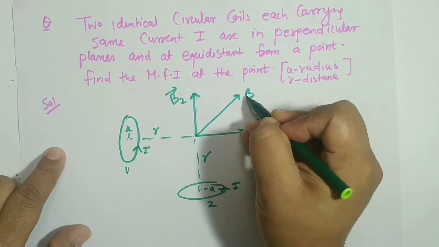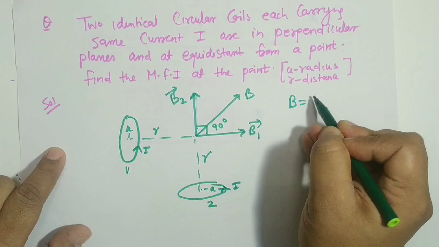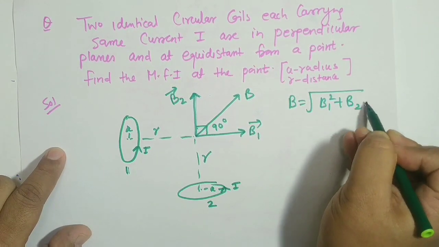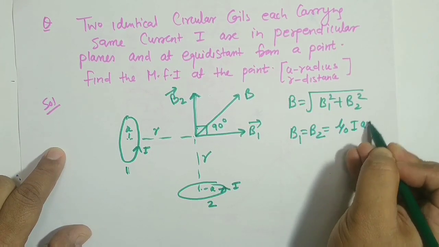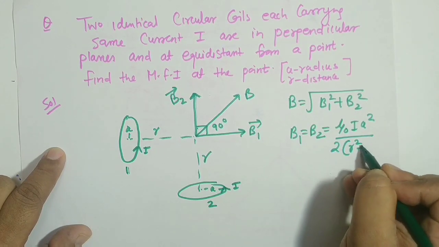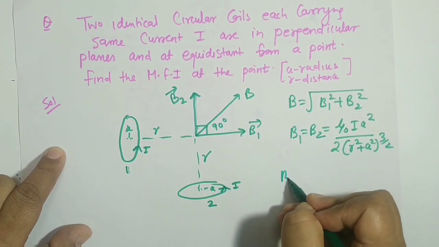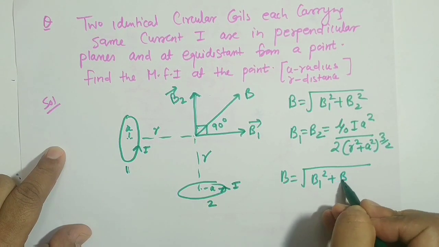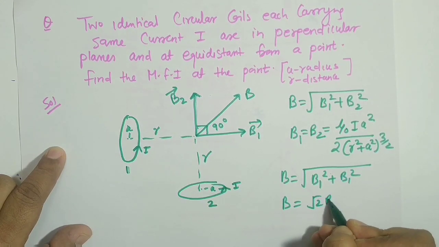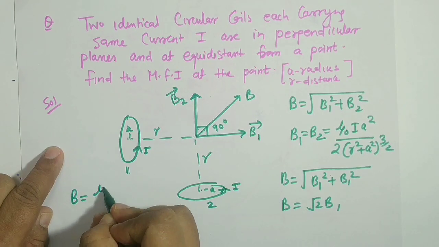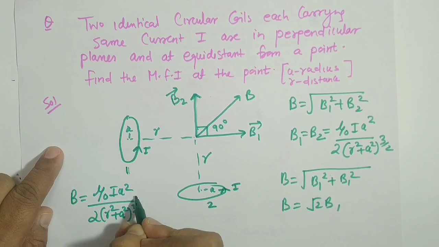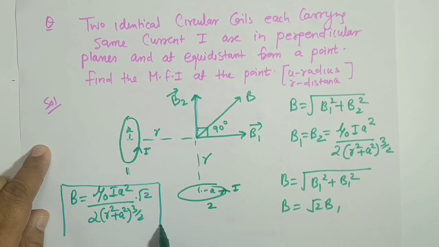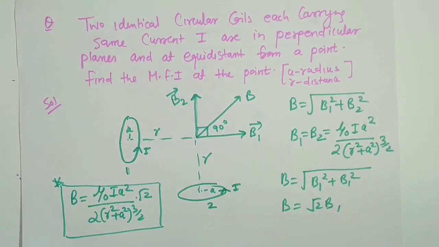This is the resultant. This is 90 degrees. So B will be root of B1 square plus B2 square, and B1 and B2 are the same, equal. B1 is mu naught I A square by 2 times (R square plus A square) to the power 3 by 2. If you put it in, B is root 2 B1. So the final answer is root 2 into mu naught I A square by 2 times (R square plus A square) to the power 3 by 2. This is the answer. Got it? So this is the description of this question. This will be the resultant.